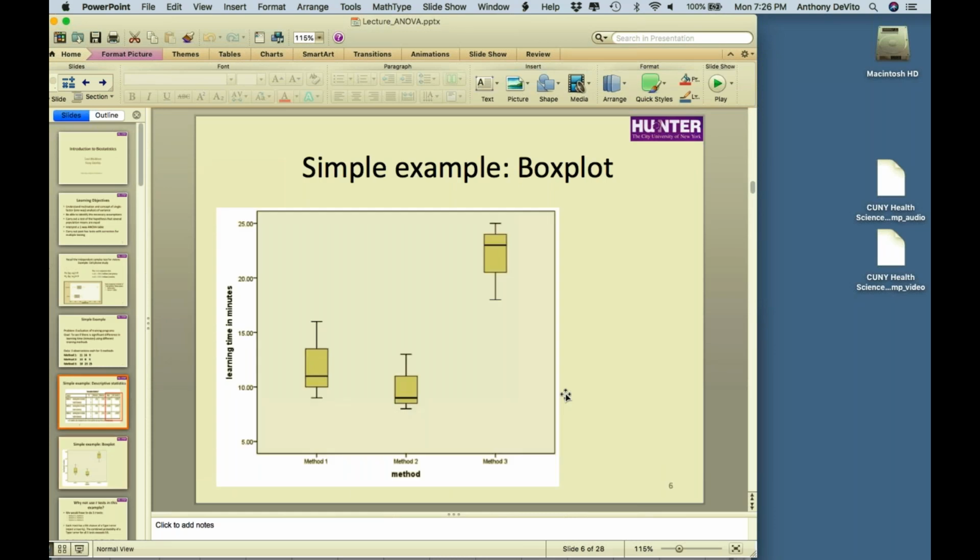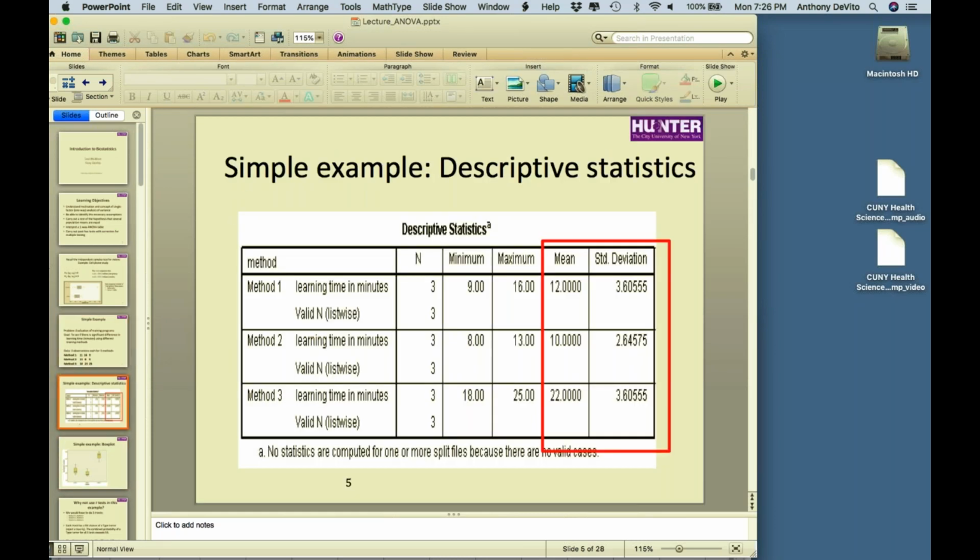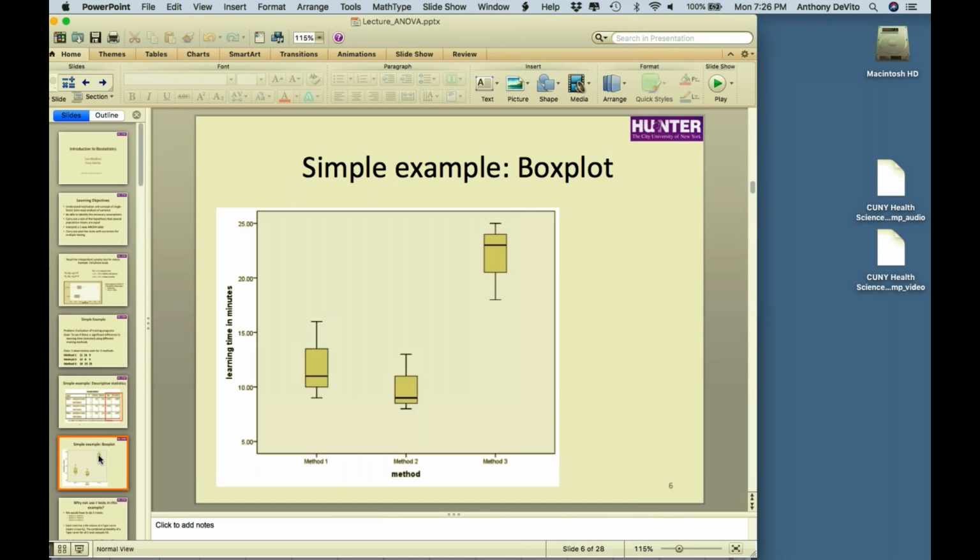Does this prove anything so far? No. It doesn't really prove to us that we're sure that the population means are different, right? So let's move on to another way of displaying this information. Here are side-by-side box plots for the same information. This is method 1, method 2, and method 3.